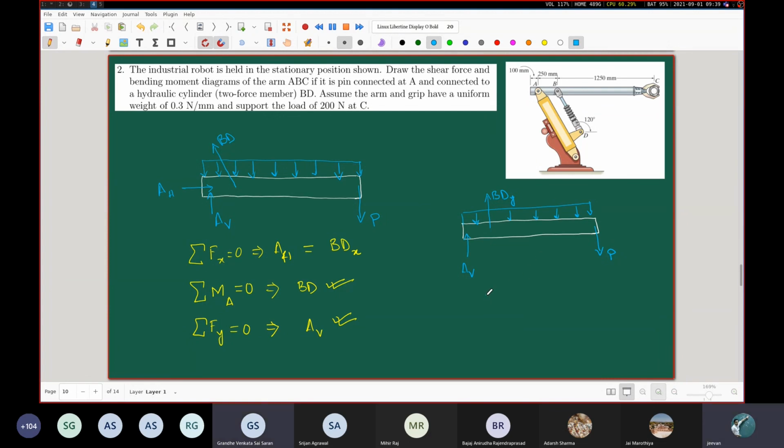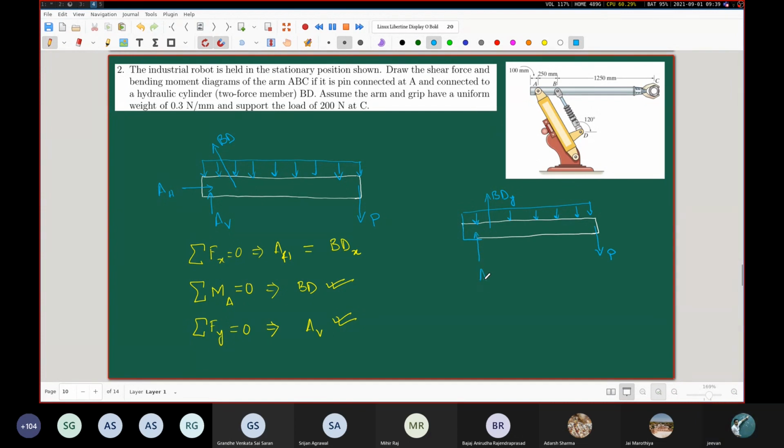Sir, there is a load from 0 to point A, the weight of the rod, 0.3 Newton per mm. Yeah, you're absolutely right. From 0 to A, there is a load. So I should draw this correctly. Thank you for pointing that out. Very bad, silly mistake from me. So it should be like this.